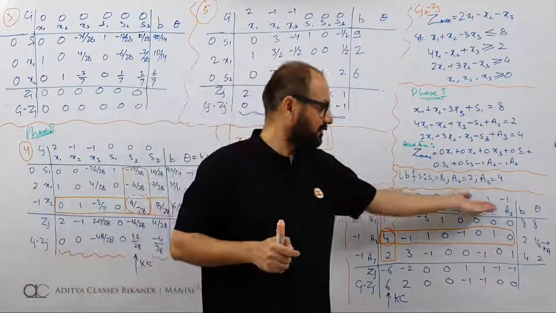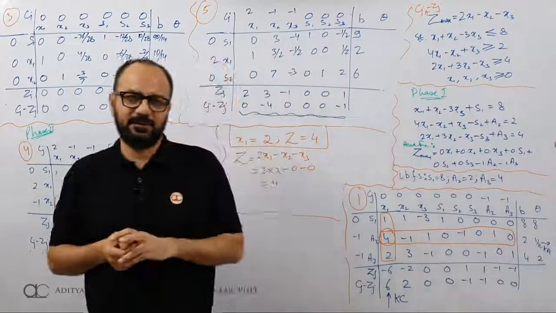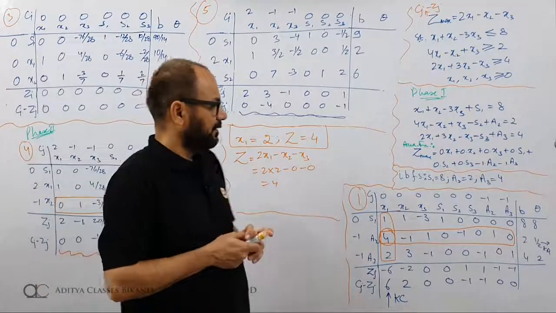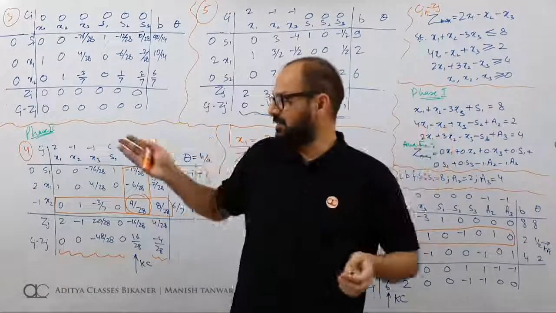Why have we made use of two-phase? Because of these artificial variables. So this was it for our today's problem. The lecture got a bit lengthy because of these calculations.